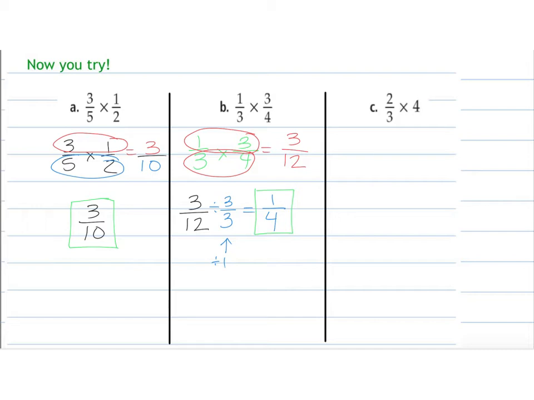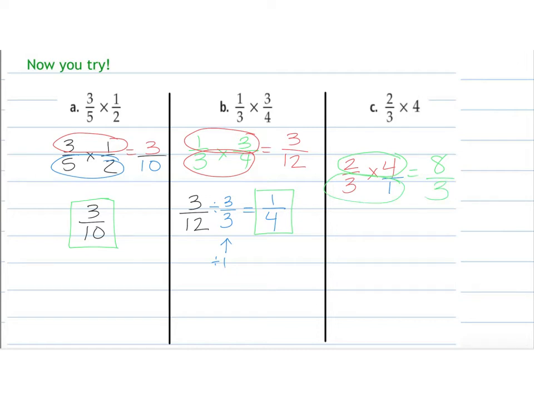Last one, you can do it. So I have 2/3. I'm looking for 2/3 of 4. So I'm not quite looking for 1 whole of 4. So I know my answer should be less than 4. What I'm going to do is write my whole number as a fraction. 4 over 1, 4 divided by 1 is the same as 4. Now I can simply multiply my numerators. 2 times 4 is 8. 3 times 1 is 3.